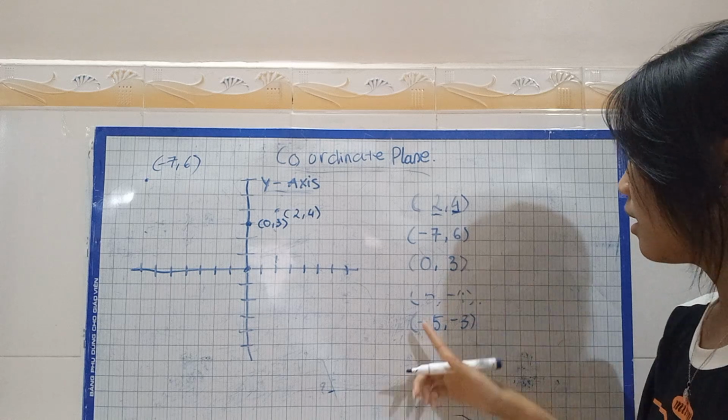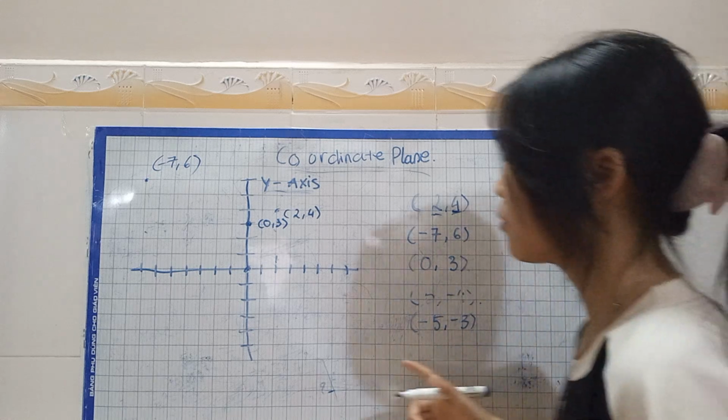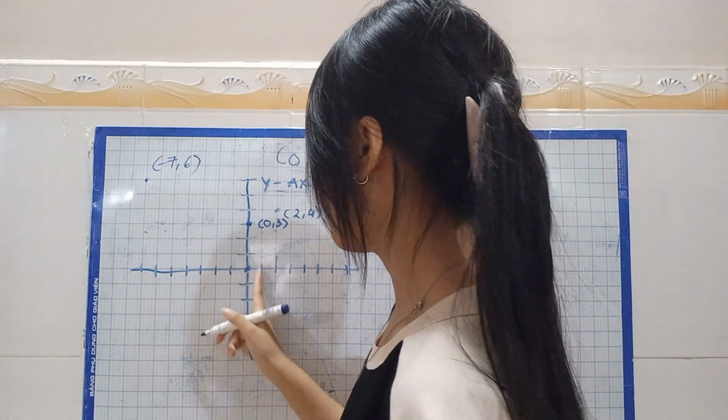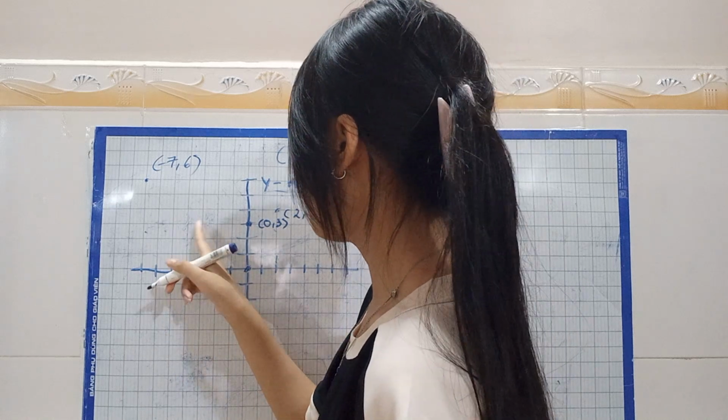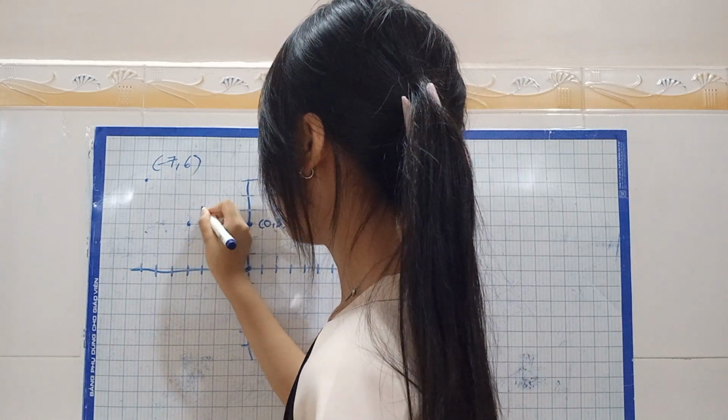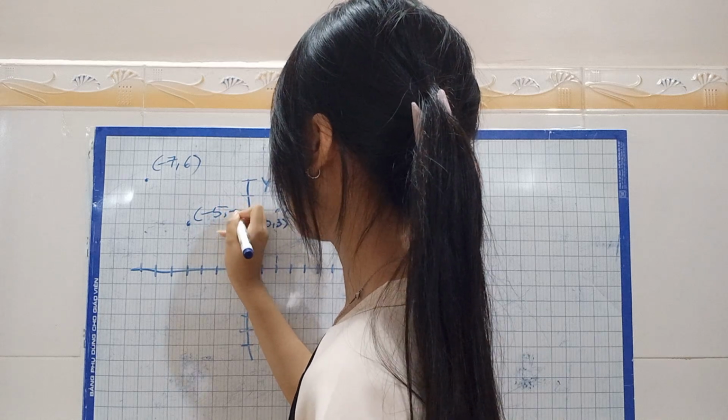Now let's do one final example. Let's do this one: negative 5 and negative 3. So negative 5 will go somewhere around 1, 2, 3, 4, 5 here, right? And negative 3 will be here. So that is our negative 5, negative 3.